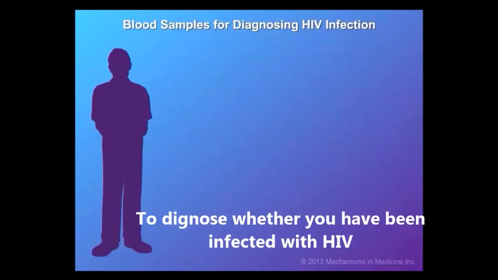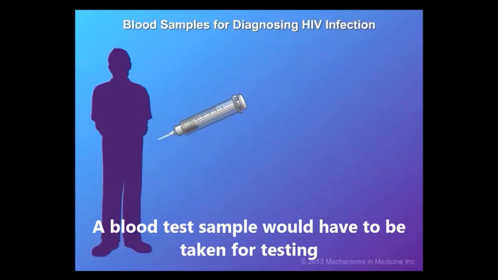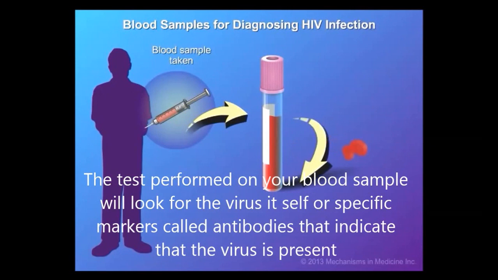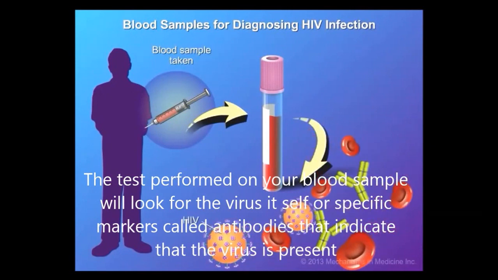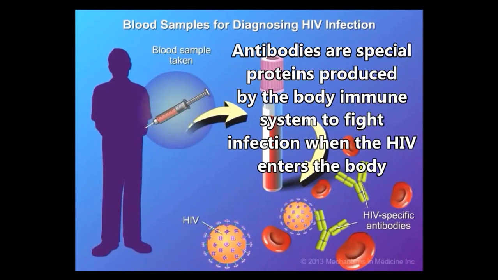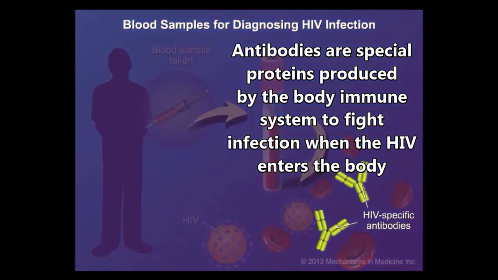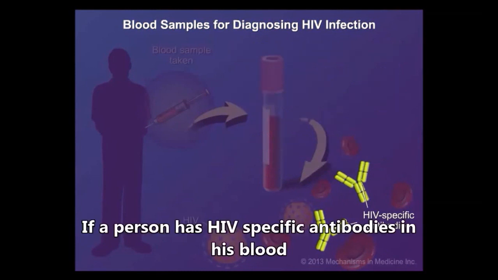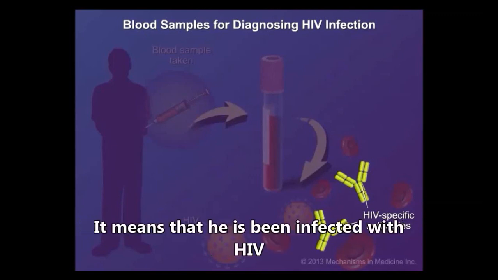To diagnose whether you have been infected with HIV, a blood sample will have to be taken for testing. Tests performed on your blood sample will look for the virus itself, or specific markers called antibodies that indicate that the virus is present. Antibodies are special proteins produced by the body's immune system to fight infection when HIV enters the body. If a person has HIV-specific antibodies in their blood, it means they have been infected with HIV.